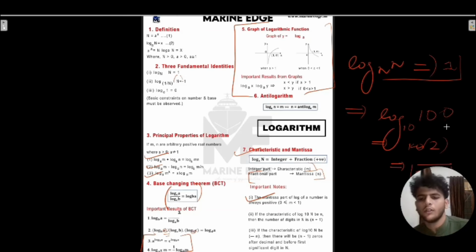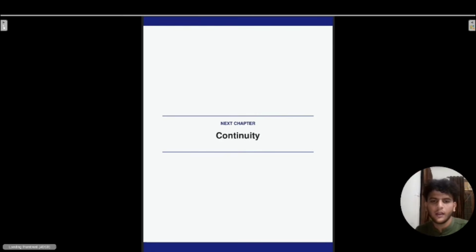Okay, if the characteristic of log base 10 of a number is minus n, then there will be n minus 1 zeros after the decimal and before the first significant digit in the number.